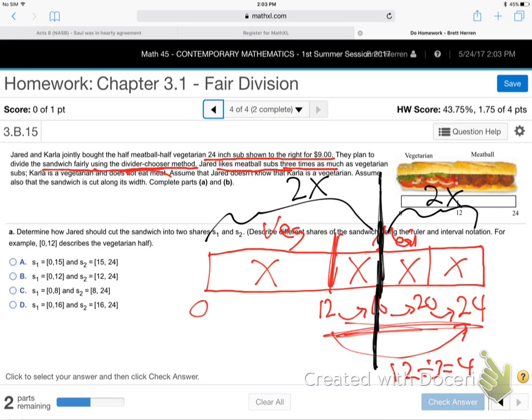Equal value to Jared. So, determine how Jared should cut. He'll go to 0 to 16. There's option D here. 0 to 16, right? That's where he'll make the cut. Option D. 0 to 16 and 16 to 24, right? One piece will be 0 to 16, the other will be 16 to 24. That's where Jared will make the cut, because that's equal value to Jared. And he won't care which one Carla picks.